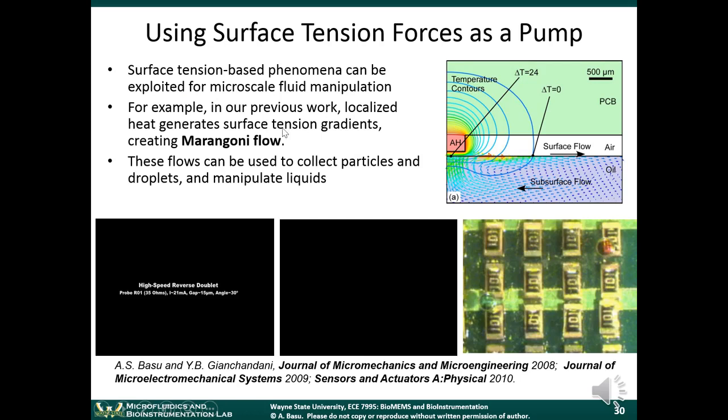For example, in our previous work, localized heat generates surface tension gradients, creating Marangoni flow. These flows can be used to collect particles and droplets and manipulate liquids. In this case, what we did is we heated up the liquid. When you heat up the liquid, you reduce the surface tension locally. So when you create a surface tension gradient on the surface between air and oil, you actually create these flows on the surface. Okay, so by applying a temperature gradient, you've actually created a pump.